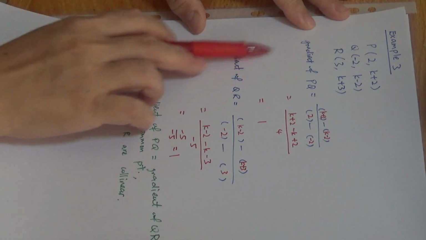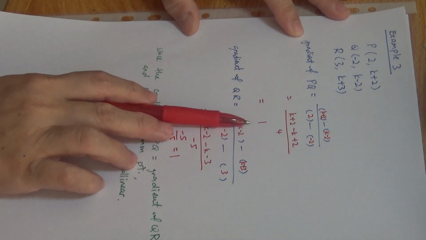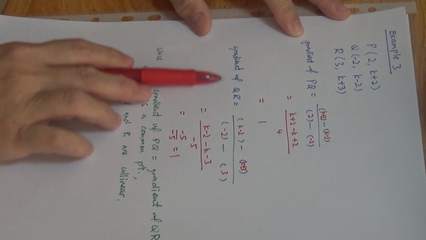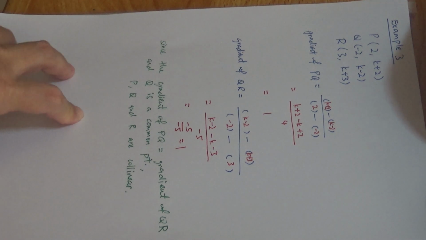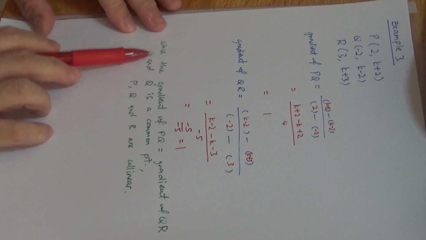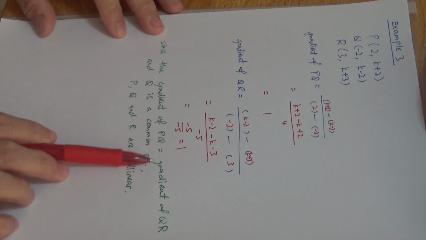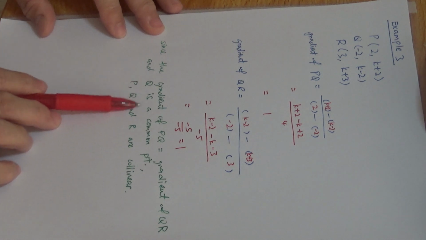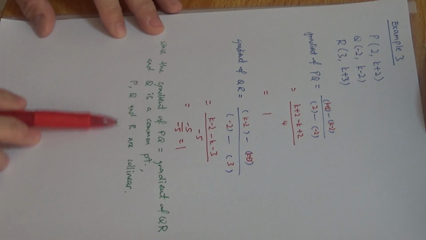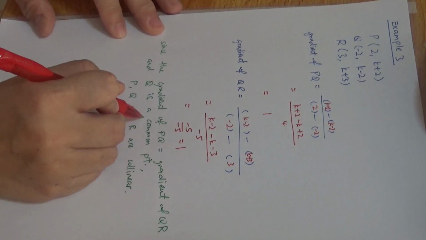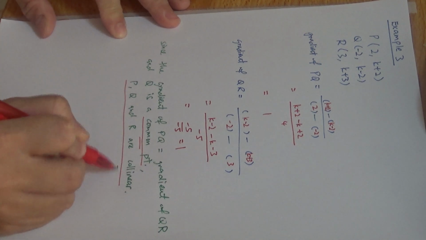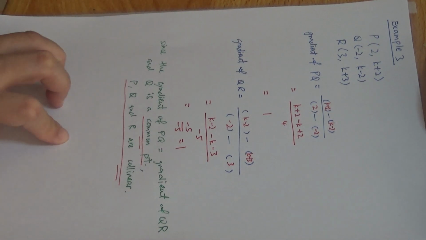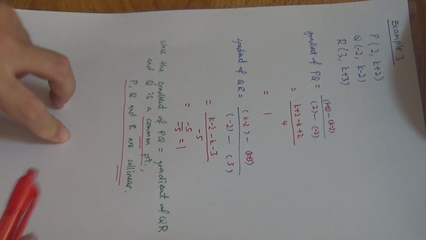Okay, so first we find the gradient of PQ, we apply the formula, we find that it's 1. Then we find the gradient of QR, we apply the formula, the answer is still 1. Then when you conclude, you must say, since the gradient of PQ is equal to the gradient of QR and Q is a common point, P, Q and R are collinear. The important thing is you must also state that there is a common point in order to prove that 3 points are collinear. Okay, so that will be your example 3.